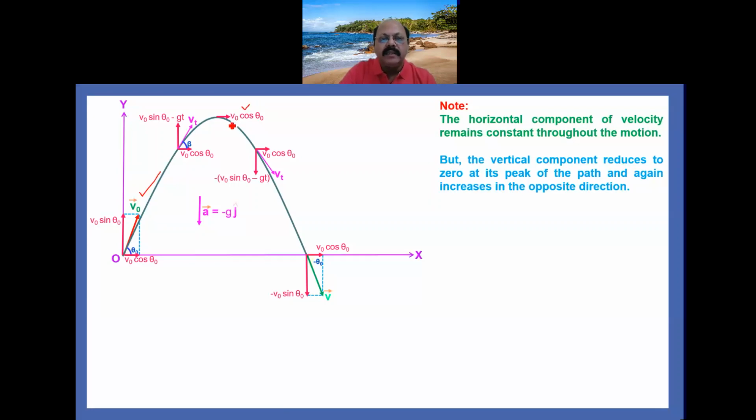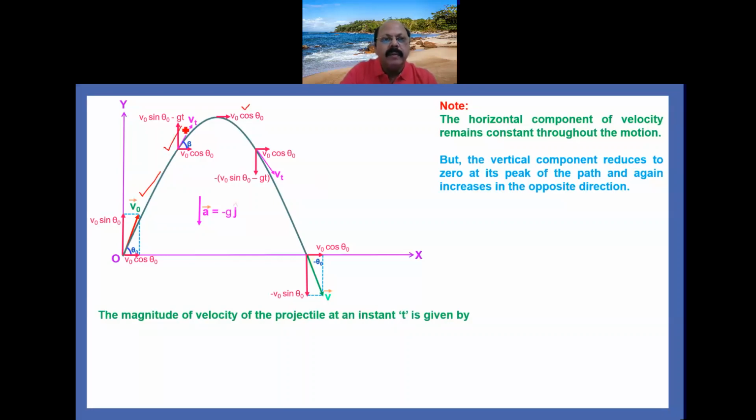But as the projectile moves down, the vertical component of velocity starts increasing. So at the different positions, the horizontal component and the velocity components are shown here. Then the magnitude of the velocity of the projectile at an instant of time, how can we calculate it?